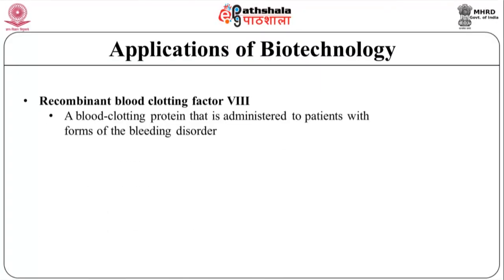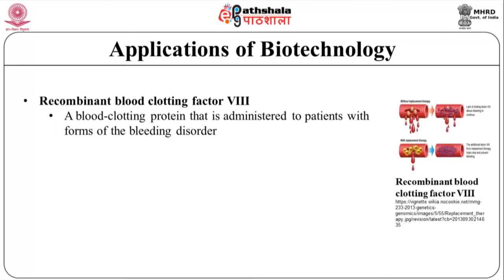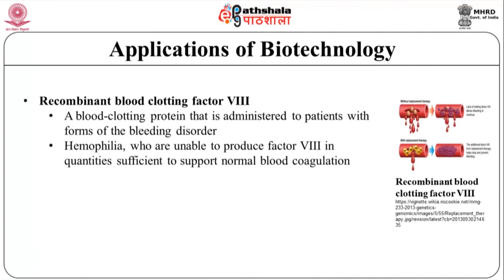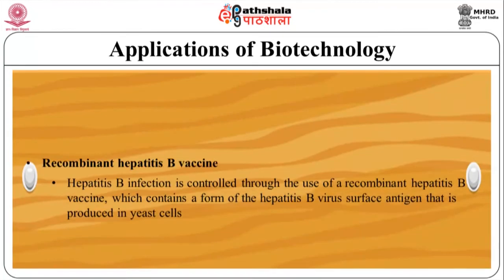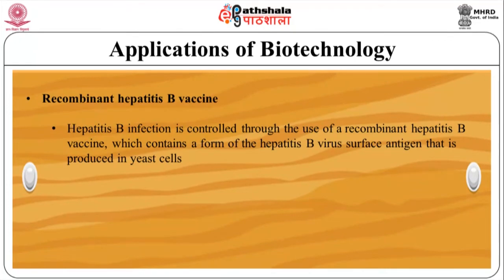Recombinant blood clotting factor 8 is a blood clotting protein that is administered to patients with forms of the bleeding disorder hemophilia who are unable to produce factor 8 in quantities sufficient to support normal blood coagulation. Before the development of recombinant factor 8, the protein was obtained by processing large quantities of human blood from multiple donors.